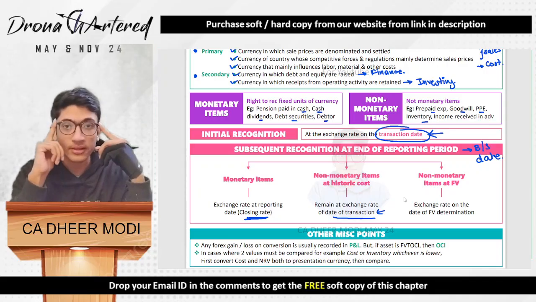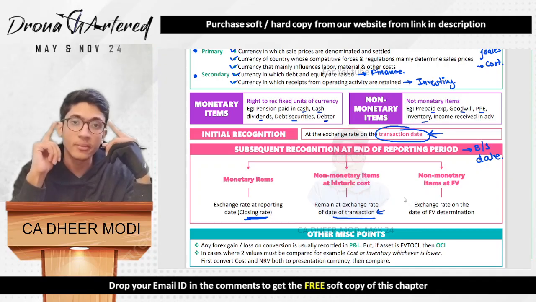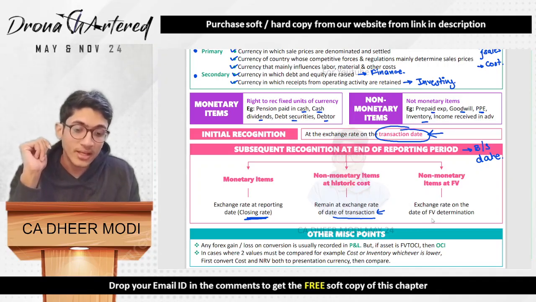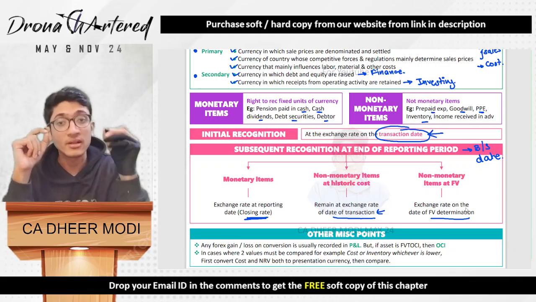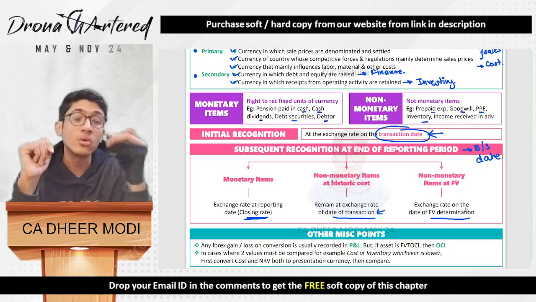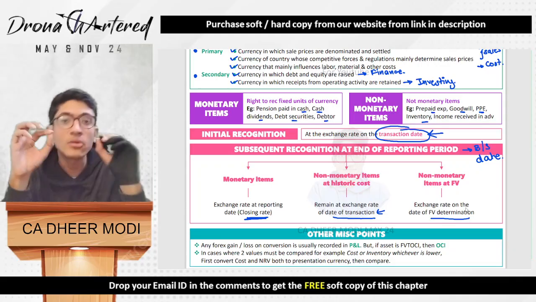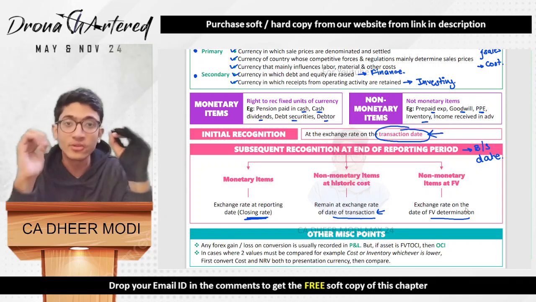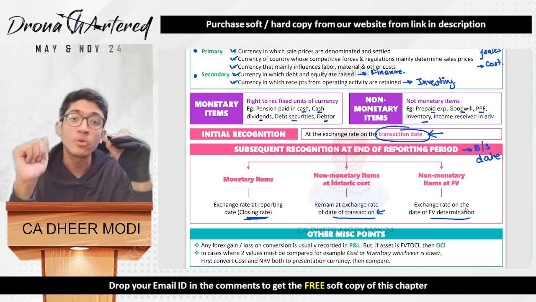So basically they are non-monetary items, but you will record them at fair value. In such a case, it will be the exchange rate on the date of fair value determination. That is the date on which you have determined the fair value. The exchange rate of that date only will be used to convert this non-monetary item. Okay, so I hope it is clear.